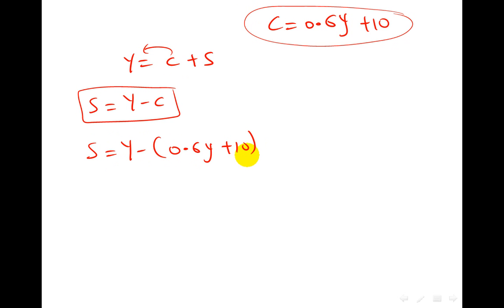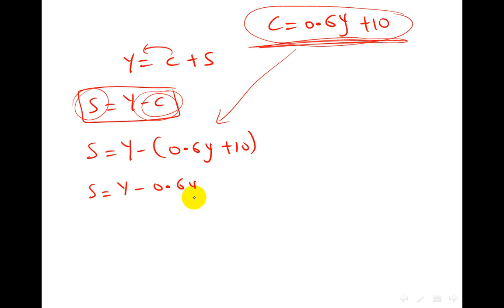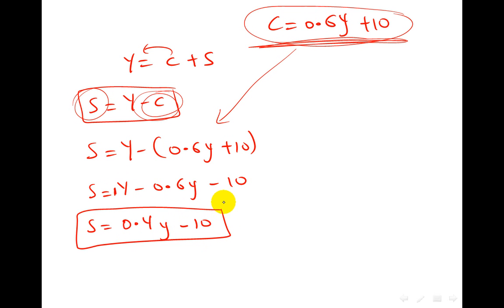Okay, I'll revise again. Y equals consumption plus saving, and you can rearrange this to make the formula based on S. So S will be y minus C, and you already know the value of C, which is given. I just plug in this one here. So S equals, this negative must be multiplied for everything, so y minus 0.6y minus 10. Of course the coefficient for this y is 1, so 1 minus 0.6 will give you 0.4y minus 10. So this will be our function for the saving.